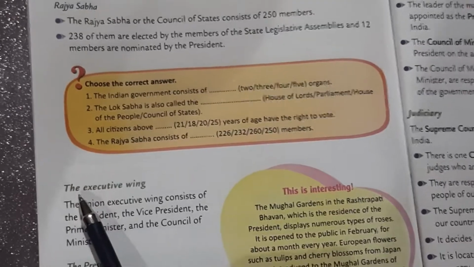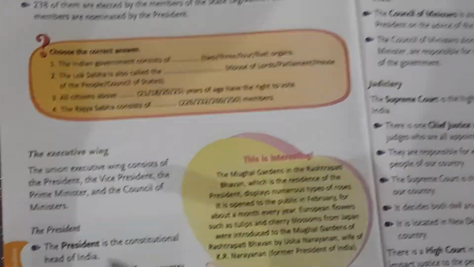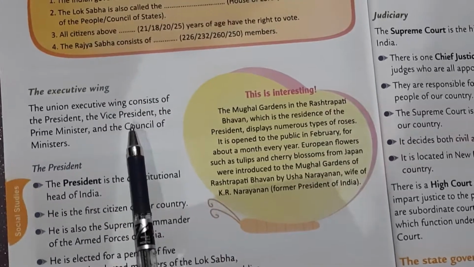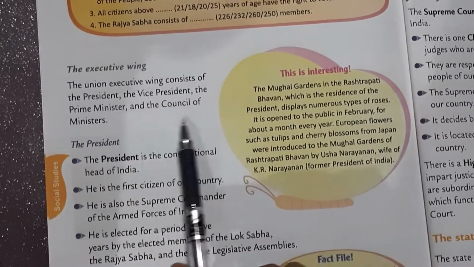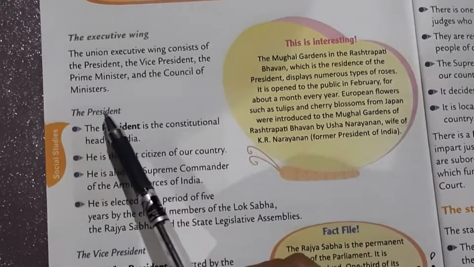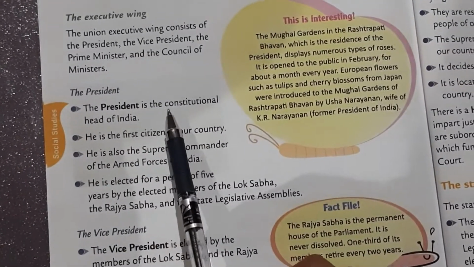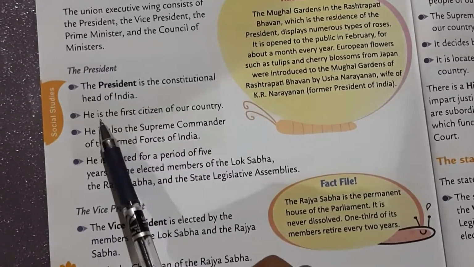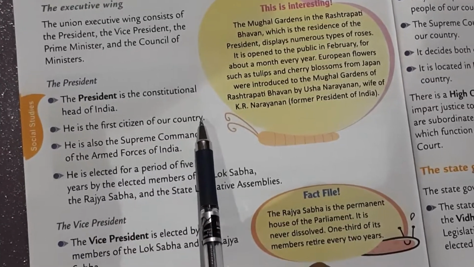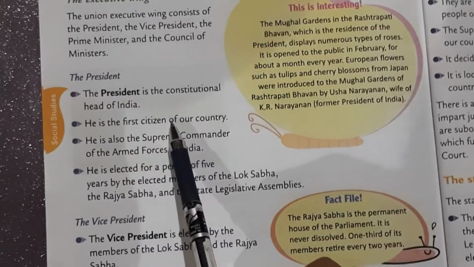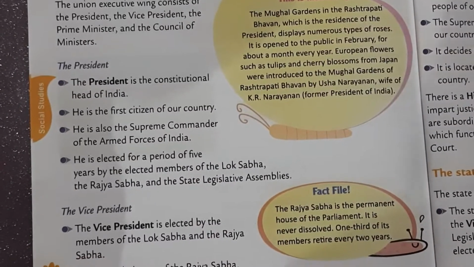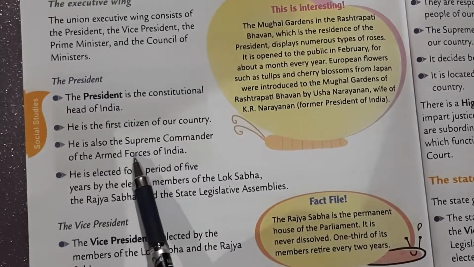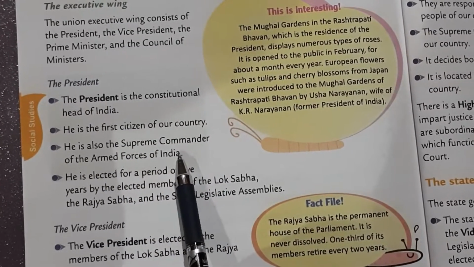The next topic is the executive wing. The Union executive wing consists of the president, the vice president, the prime minister, and the council of ministers. Now the president. The president is the constitutional head of India. He is the first citizen of our country, the most powerful citizen. He is also the supreme commander of the Armed Forces of India.